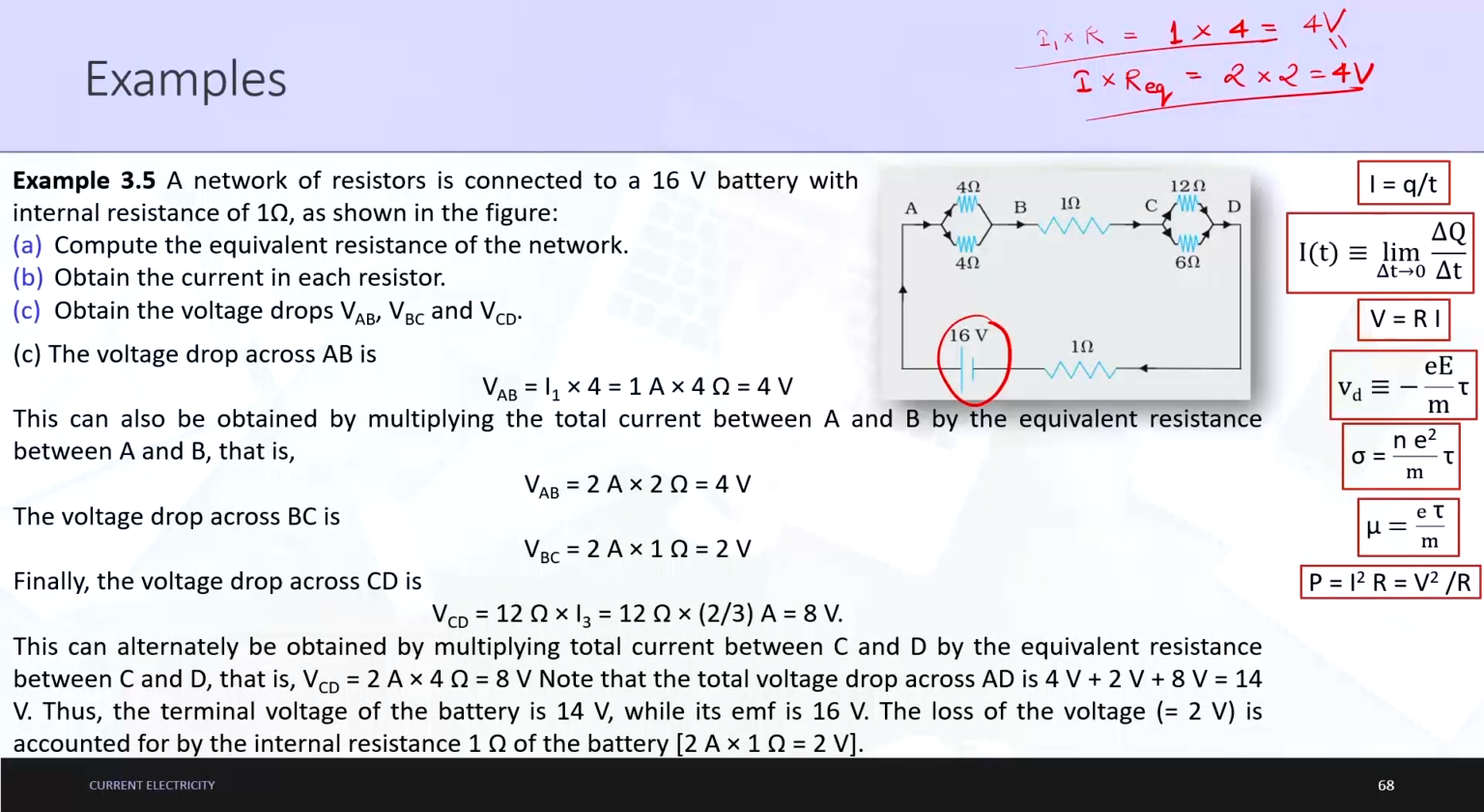Thus, the terminal voltage of the battery is 14 volts while its EMF is 16 volts. So, what is terminal voltage? You may have understood now. It is the voltage drop across the external resistance. Thus, the terminal voltage of the battery is 14 volts while its EMF is 16 volts. The loss of voltage, that is 2 volts, is accounted for by the internal resistance of 1 ohm of the battery. That is 2 amperes into 1 ohm, which is equal to 2 volts. So, this has also been explained to you.